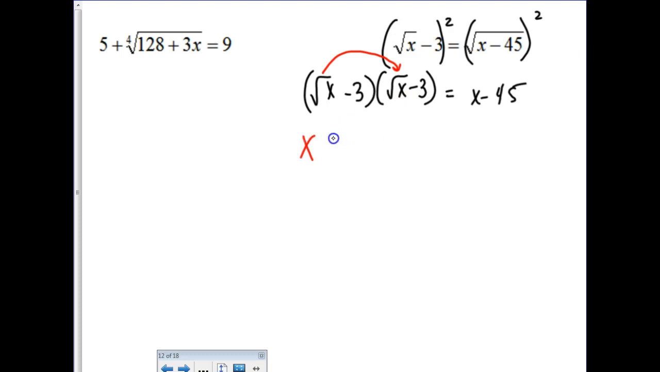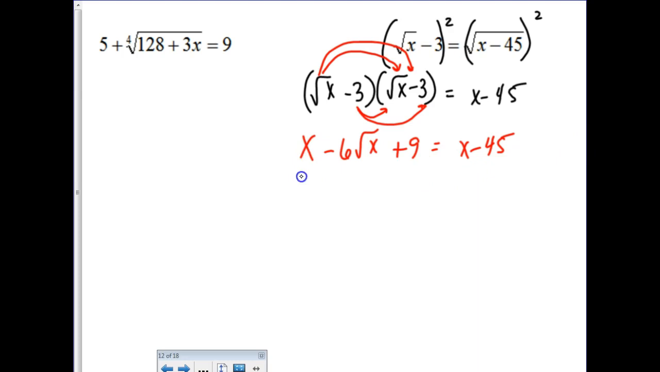It breaks my heart. So here we have negative square root of 3. Negative 3 square roots of x plus another negative 3 square roots of x. So you have negative 6 square roots of x. And then negative 3 times negative 3 is plus 9. So you have that issue where there's still a radical in your problem, so you got to isolate that radical, and then we're going to have to square again.